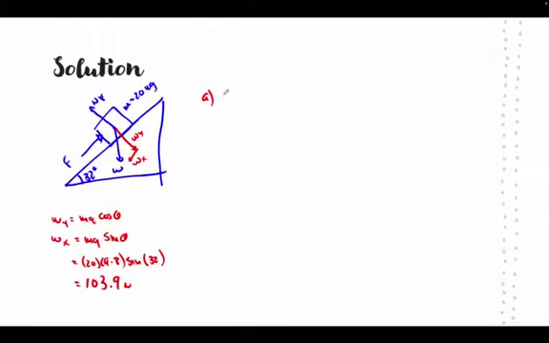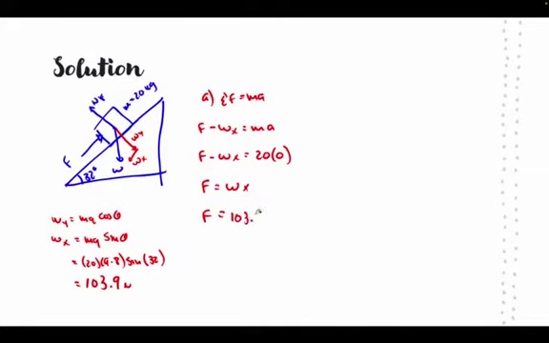All right, the first question is asking us to find the force necessary to push the block with constant velocity. By using Newton's second law, the sum of the forces is equal to mass times acceleration. So the forces are F minus Wx, which is equal to mass times acceleration. Since we're moving at constant velocity, the acceleration is 0, which means that F is equal to Wx, which means that F is equal to 103.9 newtons.